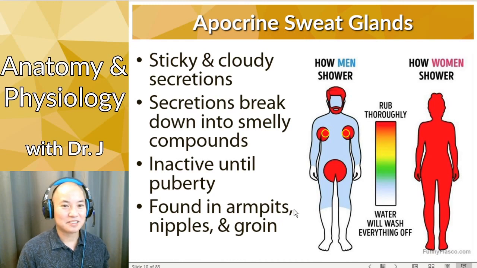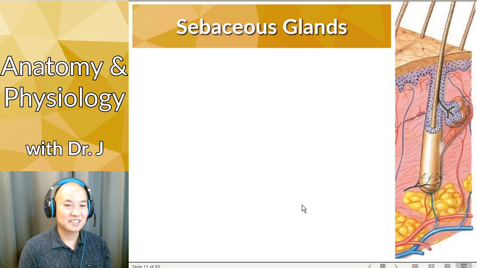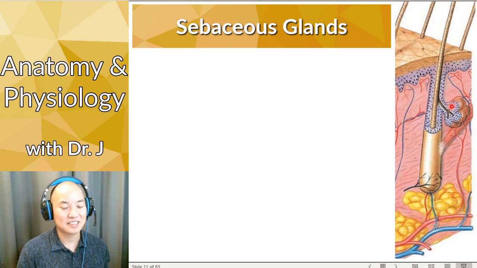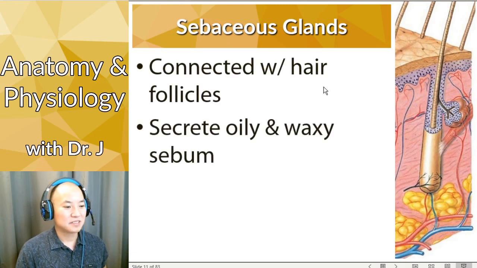It kind of tells you where the major areas are where you find apocrine sweat glands. Now let's talk about sebaceous glands. You may have heard of this before. So what are sebaceous glands? Well, these are the glands linked to these hair follicles right here. What these do is secrete an oily and waxy sebum.